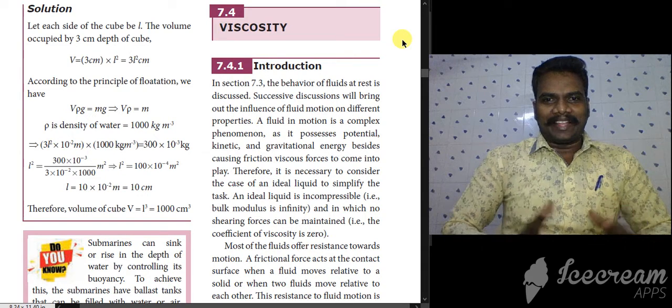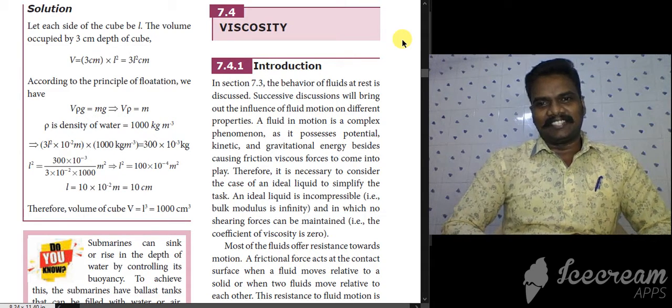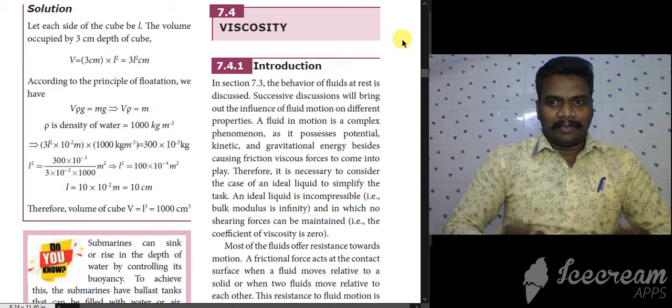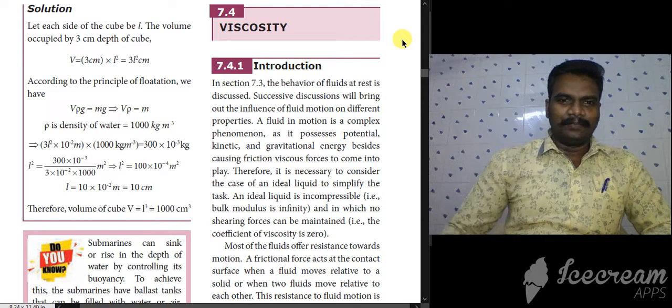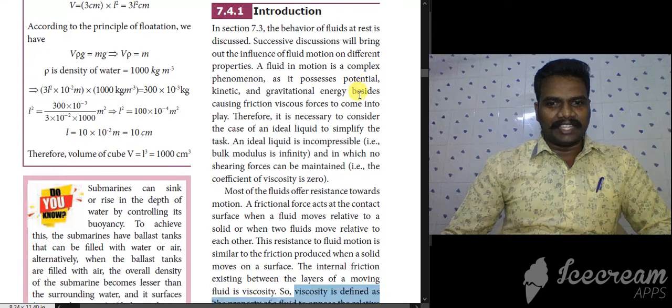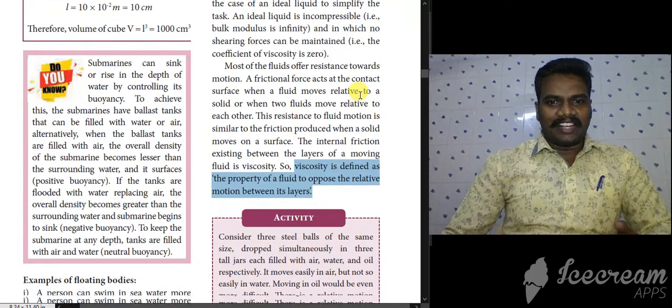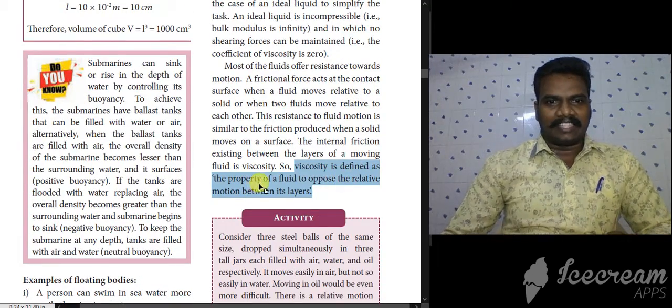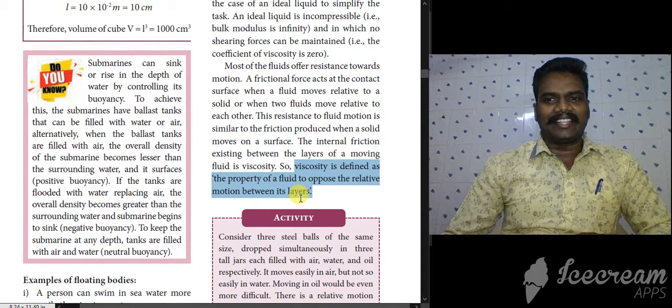The next topic is viscosity. What is meant by viscosity? The term viscosity definition is: viscosity is defined as the property of a fluid to oppose the relative motion between its layers.